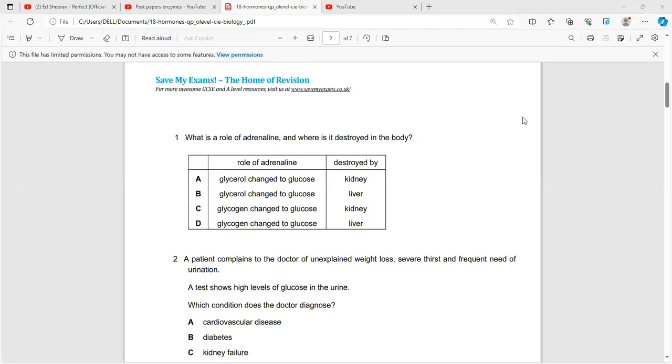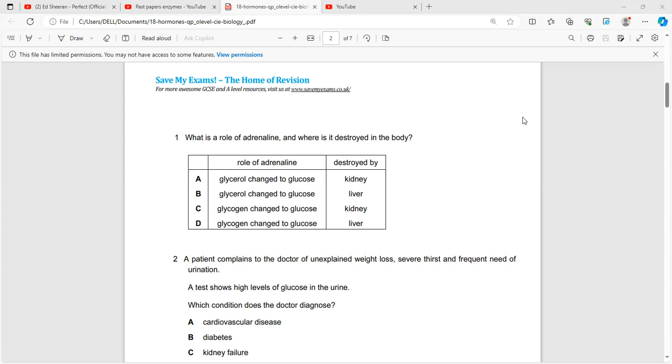Good morning. In today's lecture, we'll be covering the unit-wise questions on the chapter on hormones. In question number one, they ask us the role of adrenaline. Now, the two most important hormones in endocrinology are adrenaline and insulin, and you have to know their respective roles in the human body. Adrenaline is primarily used to convert glycogen into glucose when the body needs glucose for energy.